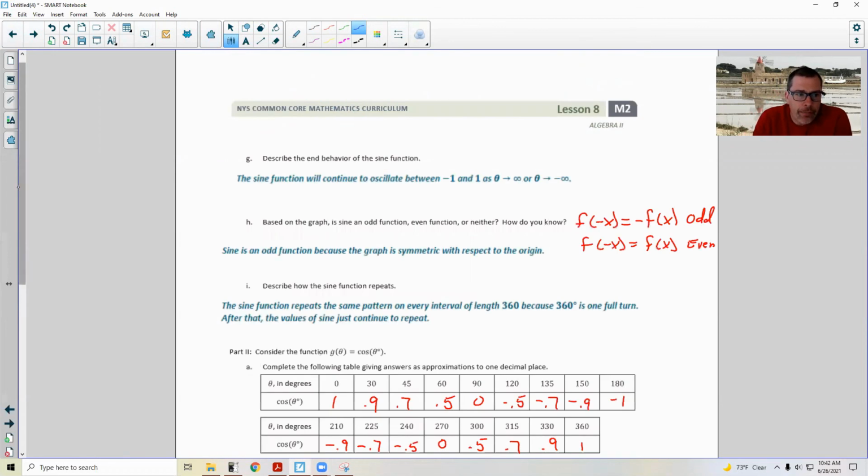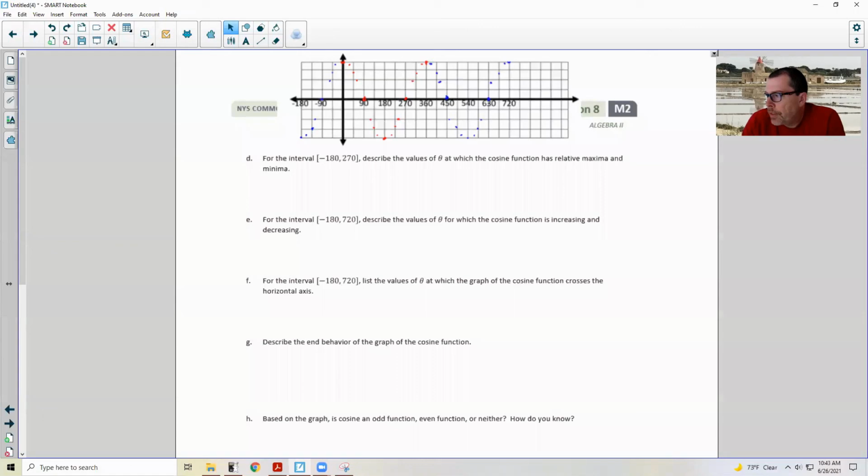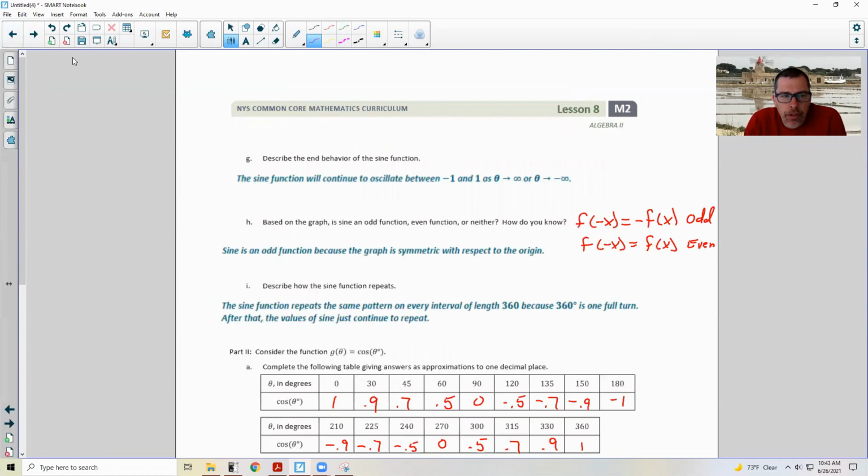So if I go back, I'll have to keep going back and forth here, unfortunately. Actually, no, I won't. I'm going to bring this over. Okay, this is better. Here we go. All righty then. For the interval negative 180 to 270. Okay. Did they mean 720? The reason I'm wondering is, did they say 270 or 720 in the prior problem?